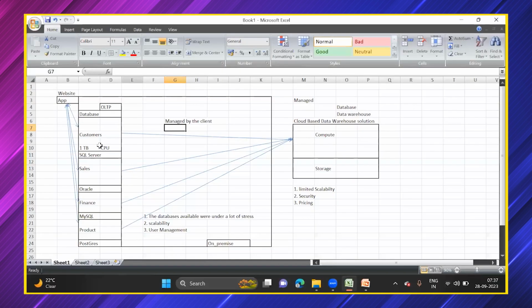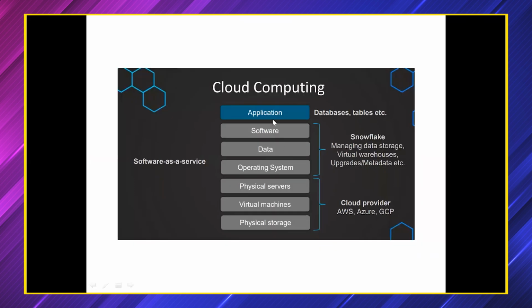If you talk about the on-premise system, there was going to be a lot of headache, and the users had to maintain and manage everything. It was the client's responsibility, and it used to create a lot of problems for the clients. Whereas if you talk about the cloud-based solution, these are managed solutions, meaning that the client does not have to take care of all the different aspects. The client is only focused on the application. He does not have to worry about the software.